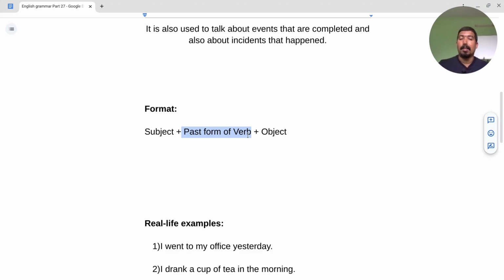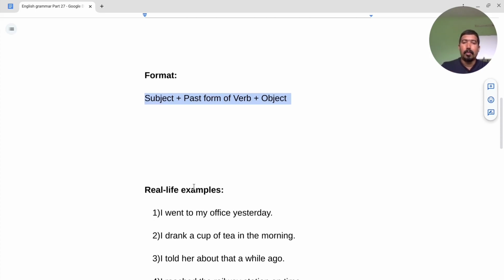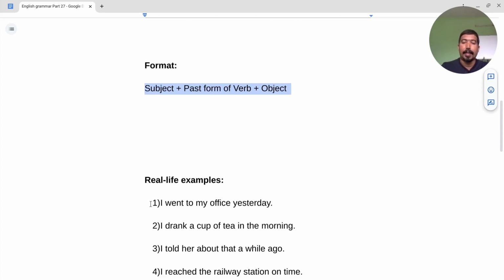Eat, ate. All these portions are already covered in English grammar playlist. If you have missed out on the previous classes, I highly suggest you to watch from part 1. All these things are already covered. Anyway, I will give a quick revision here. Subject plus past form of verb plus object. Always the verb should come in the middle. Make sure about that.